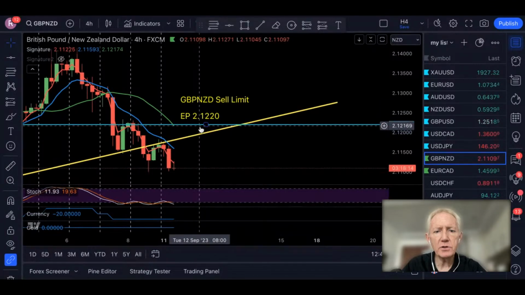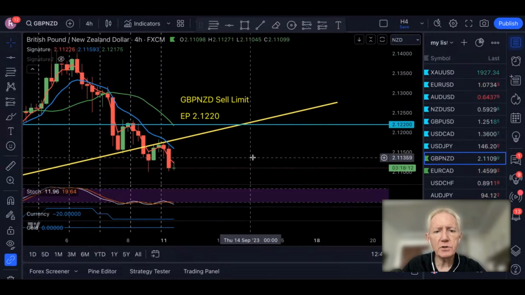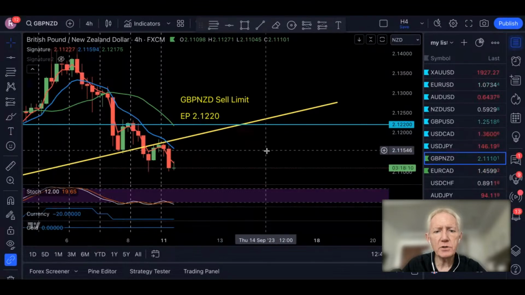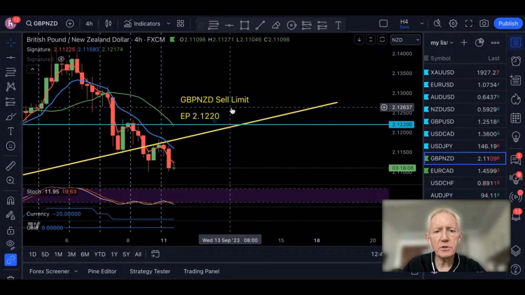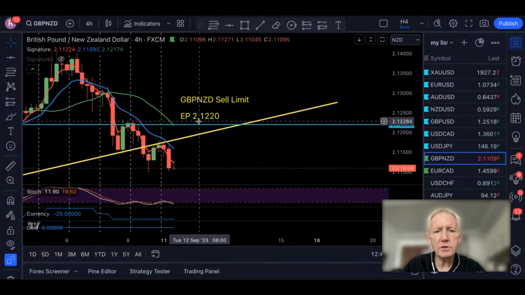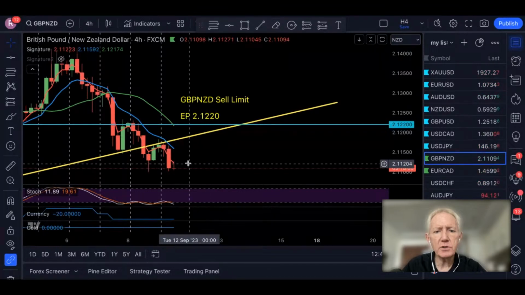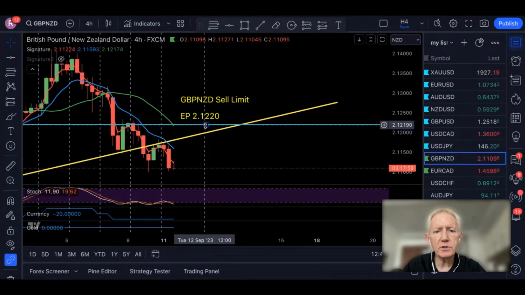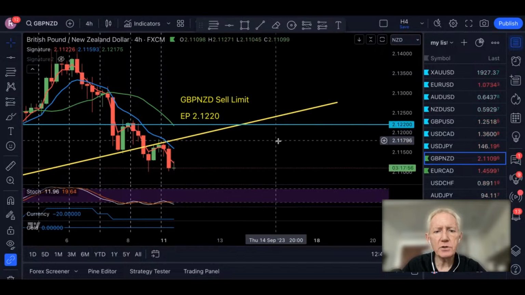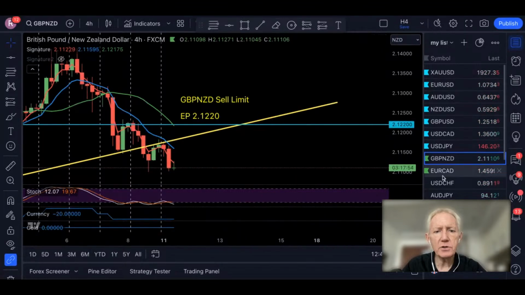The Pound New Zealand, I have a sell limit on that one, and this is still a good order. It's only the major currency pairs that have taken off quite big this morning in the wrong direction. So this one would still be a sell limit, with the entry price at 2.1220. On the Pound New Zealand, a sell limit, which you can place right now. Be patient, let that execute at 2.1220.